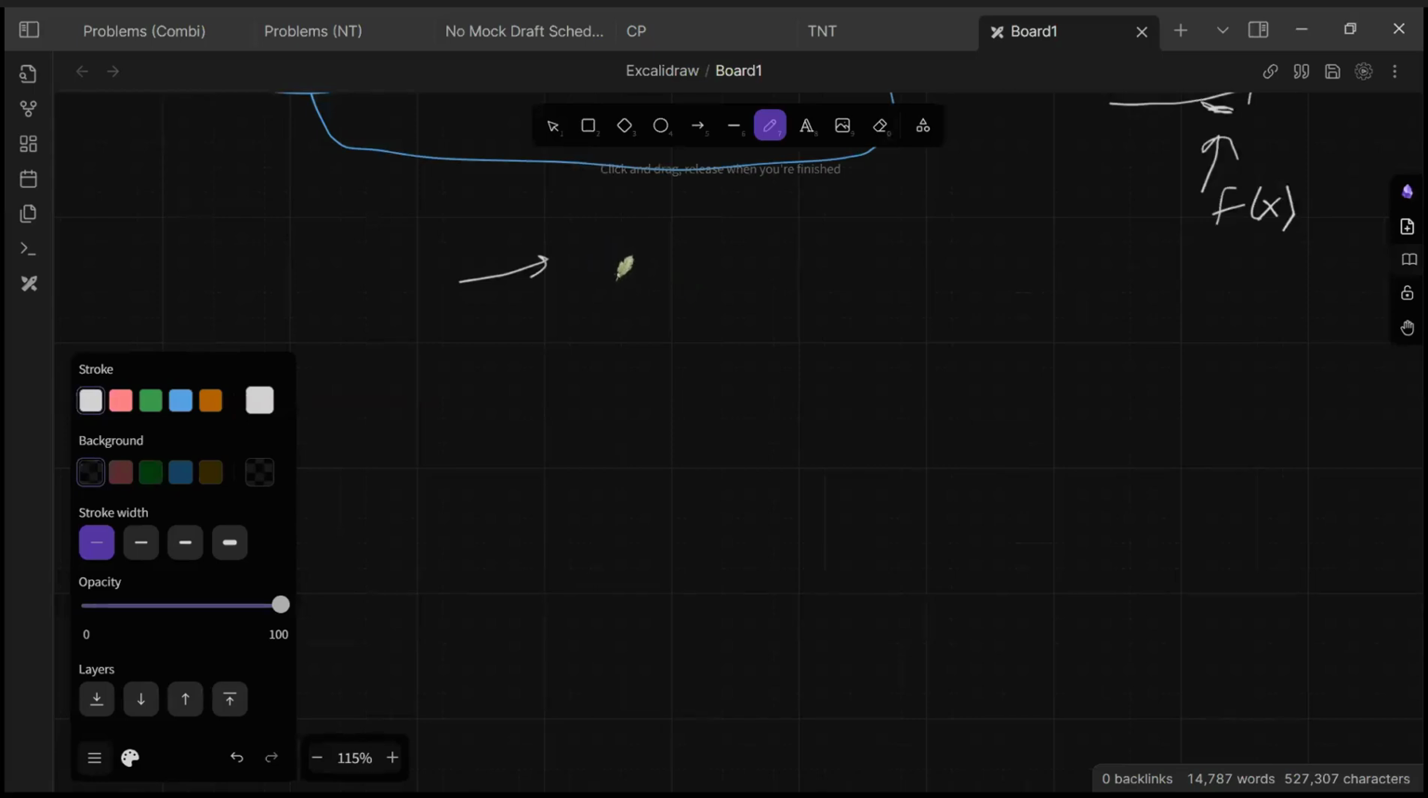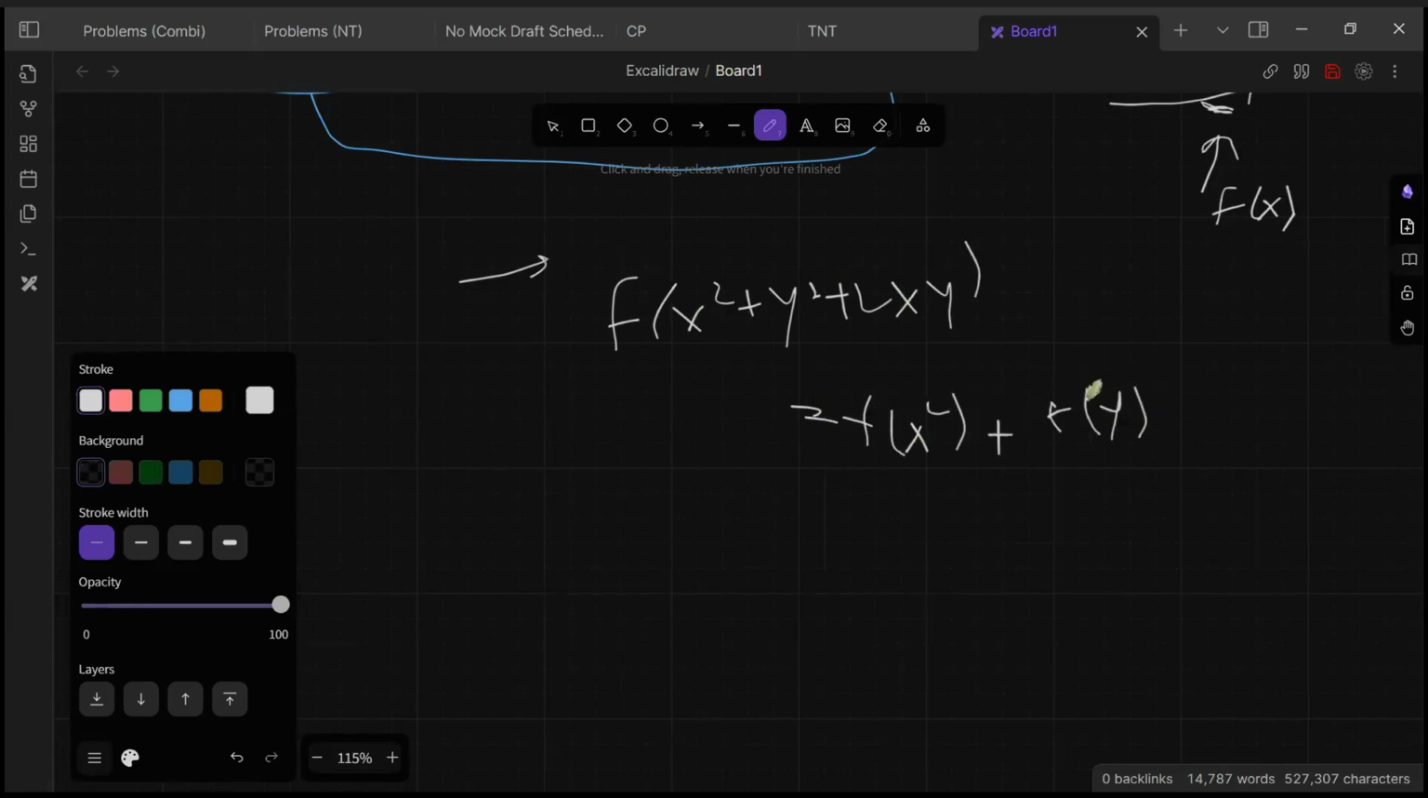symmetry. What I mean by symmetry is, suppose you have some equation f of x squared plus y squared plus 2xy is equal to f of x, the whole squared, plus f of y, the whole squared, plus f of 2xy. Here this expression is symmetric in x and y. But this is not.